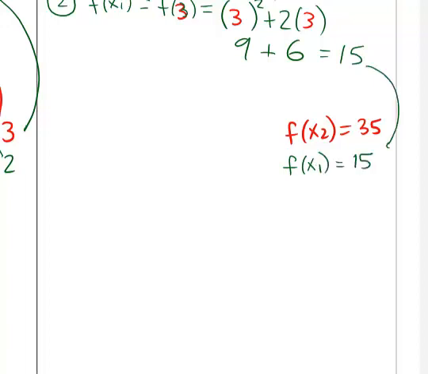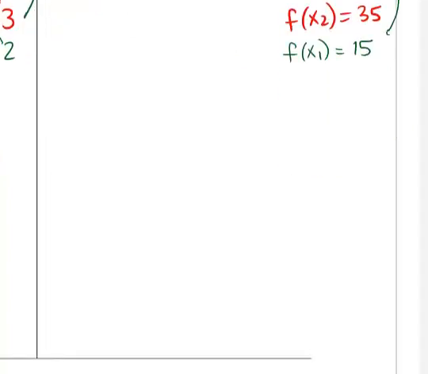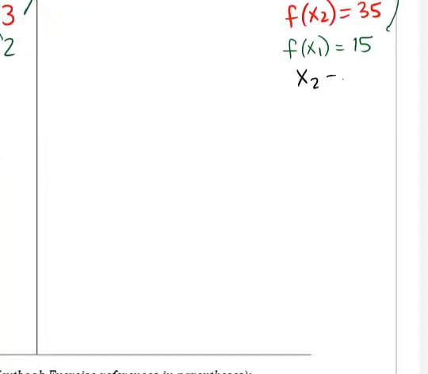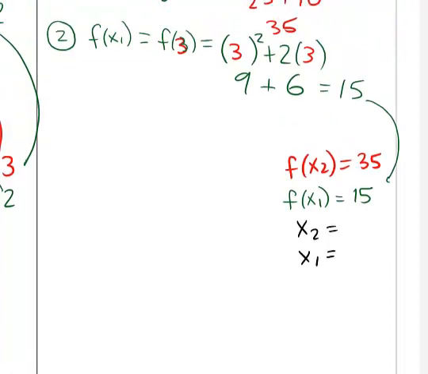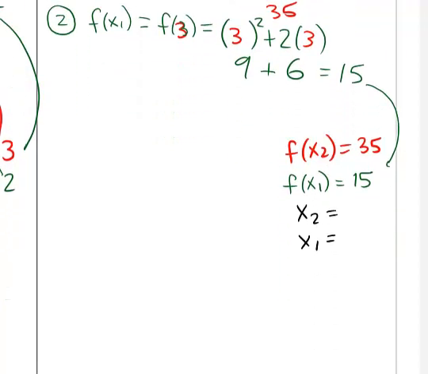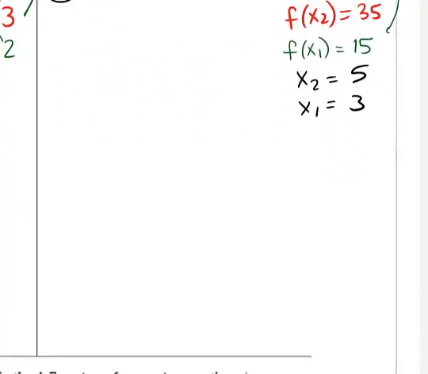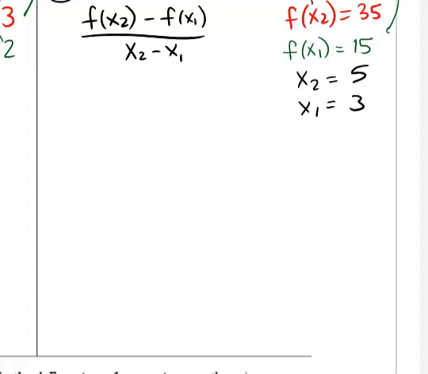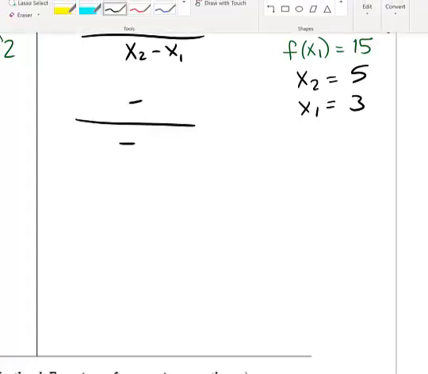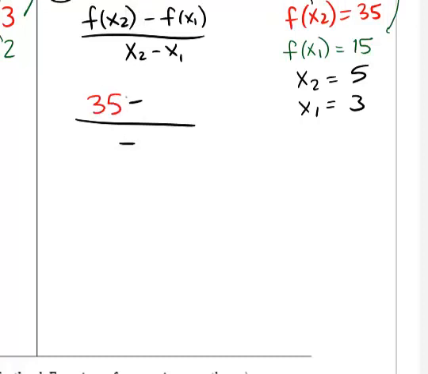There we go. Now I think we're ready to put it all together in the average rate of change formula. And I already forgot what x2 and x1 were. They were 5 and 3, huh? 5? Okay. Now the last step is just to fill it all in. The formula is f of x2 minus f of x1 over x2 minus x1. Let's see, f of x2 is 35. We'll fill that in. And then f of x1 was 15. We'll fill that in.